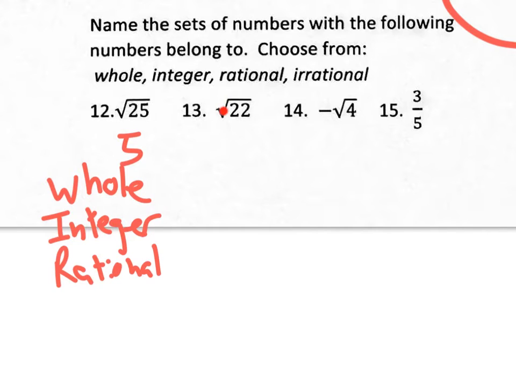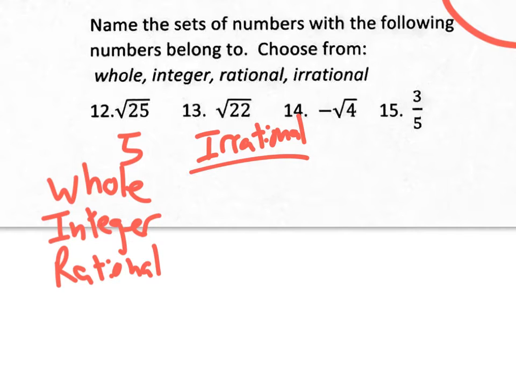Number 13, the square root of 22. First of all, could you find a nice answer to that? No. If you did it on a calculator, it would be a crazy, crazy decimal. That tells you already that it's what? Irrational. That's right, irrational. Irrational is the answer to number 13.